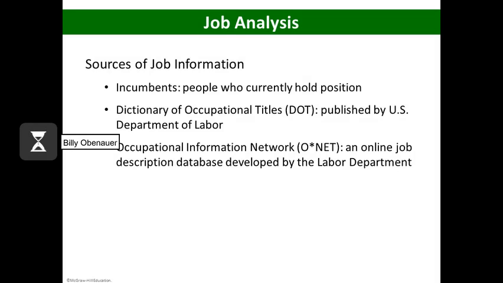In our job analysis, it's important that we get information from valid and reliable sources. So three common sources of information that are used in job analysis are incumbents, the Dictionary of Occupational Titles, which is published by the US Department of Labor, and the Occupational Information Network, which is commonly called ONET and is also developed by the Labor Department.